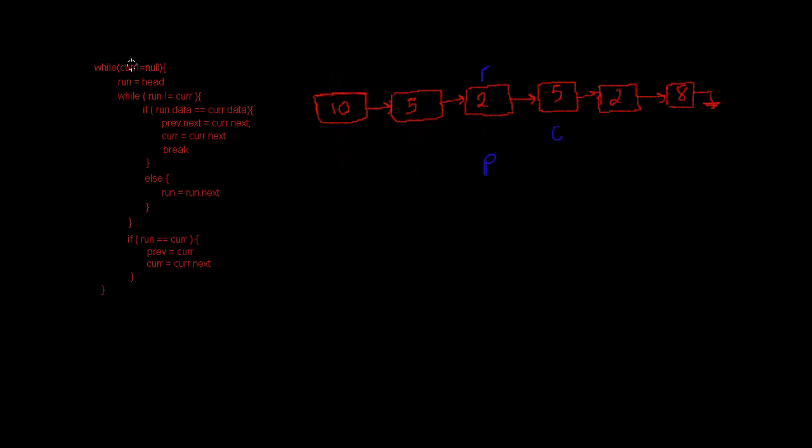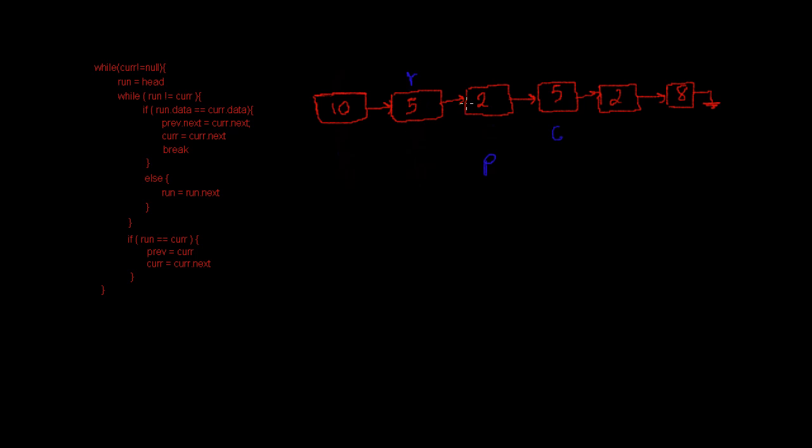And we're going to go to the beginning of the big while loop. We're going to set this runner to the head. We check the data. They don't match, so there is no duplicate there. We increment this runner to here. Now the data of runner and current are equal.